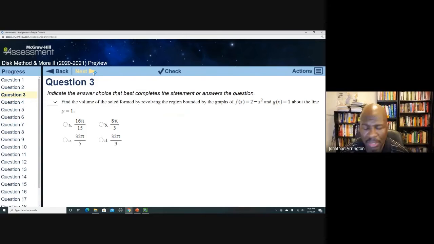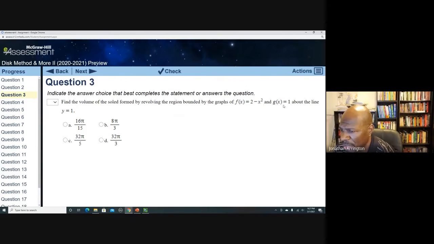Now, if you notice, there are no limits to the integral. It's no x equals this or x equals that, so we don't know what to integrate between. When we get this situation, and it's similar to what we did with area between curves, where they don't give us the intervals in which to find the volume, we see where the two functions intersect. And notice in here they gave us the graph and the region bounded by these graphs.